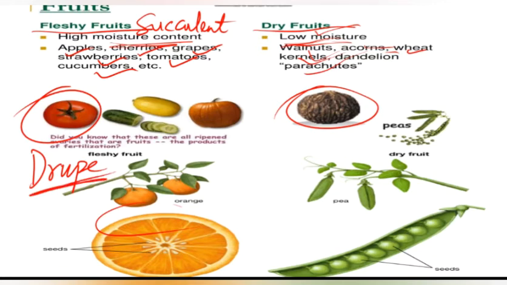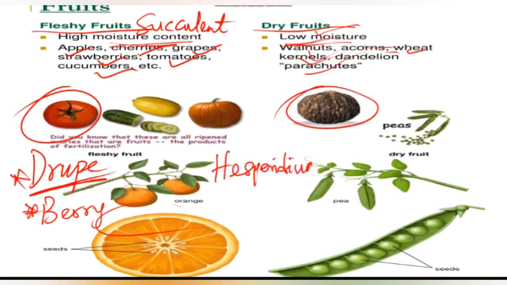We have the ones that are classified as berry, where you will see tomato, orange, guava. These are the ones we call berry. If you move from berry, we have the hesperidium group of the fleshy fruits. These are fruits like orange and lemon. We can as well call them hesperidium.